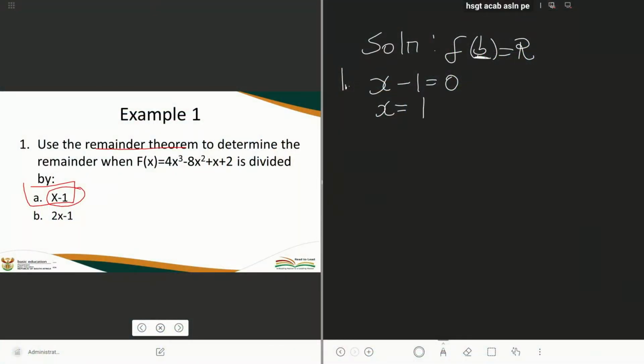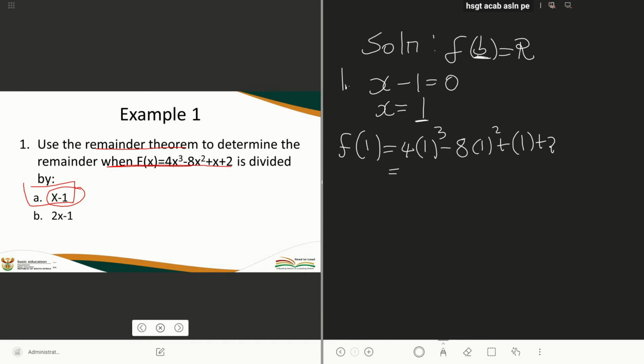So in place of this b, I'm going to have my positive 1 there. So I'll be saying f at 1. Remember, you substitute this into your original function, or your original polynomial. F at 1 is equal to 4 into (1) all to the power 3, minus 8 into (1) all squared, plus, brackets are very much important, open bracket, 1, close bracket, plus 2.